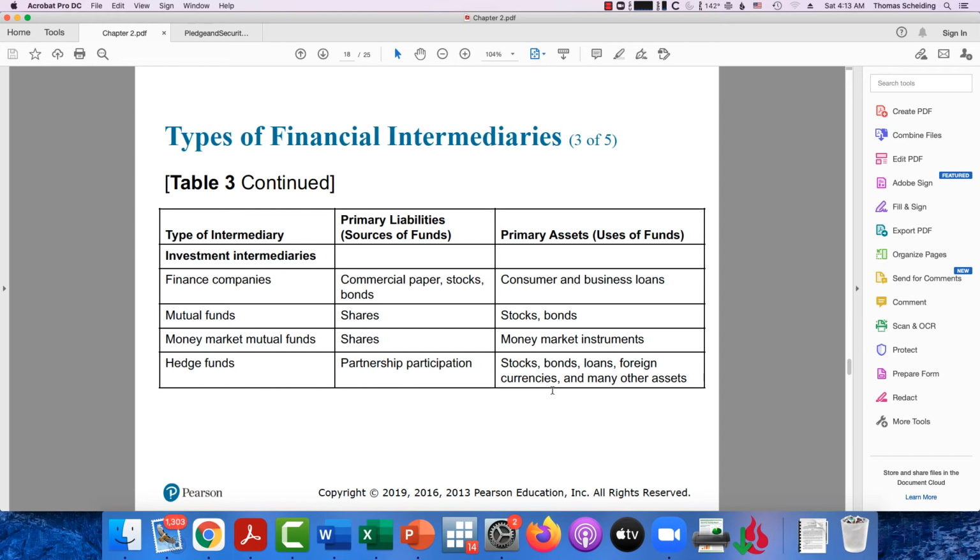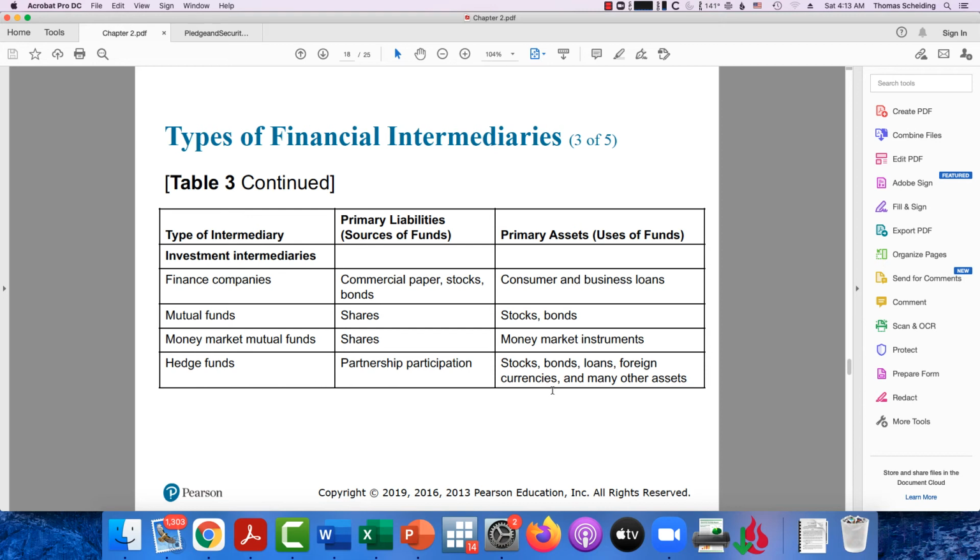And then you've got finance companies. Finance companies issue loans to consumers, to businesses, and they're getting their money from investments in commercial paper, which again is another way of saying some sort of commercial loan, stocks and bonds.